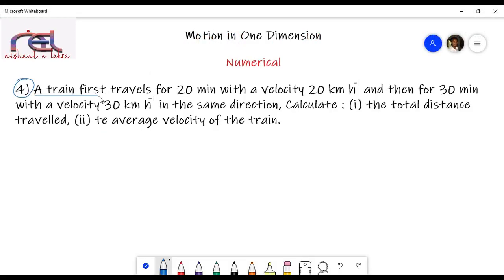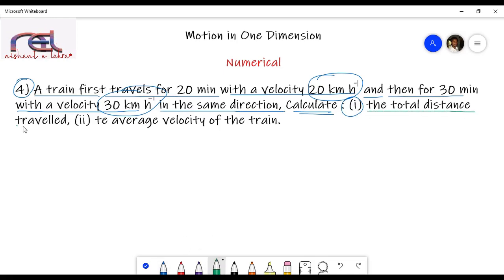A train first travels for 20 minutes with a velocity of 20 km per hour and then for 30 minutes with a velocity of 30 km per hour in the same direction. Remember that the train is traveling in the same direction. What do we have to calculate? There are two things we have to calculate: the total distance traveled and the average velocity of the train. Let's see how to solve it.